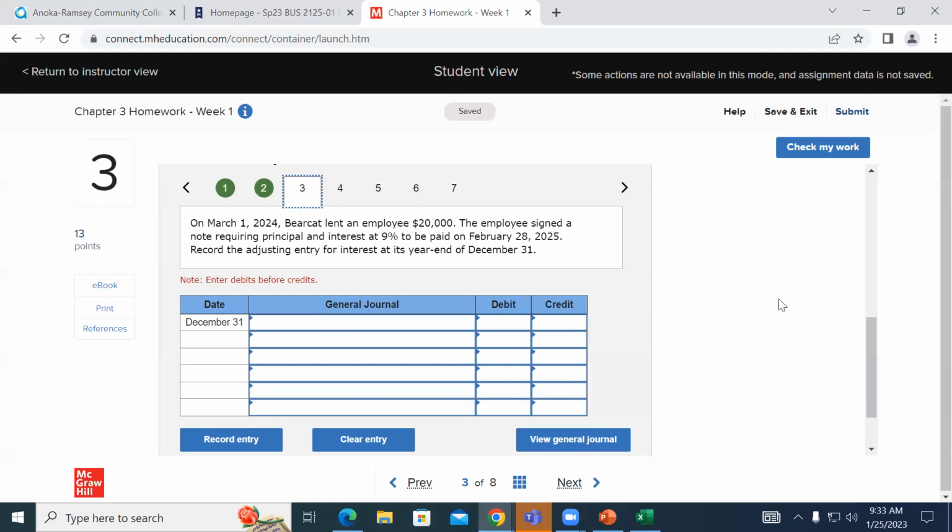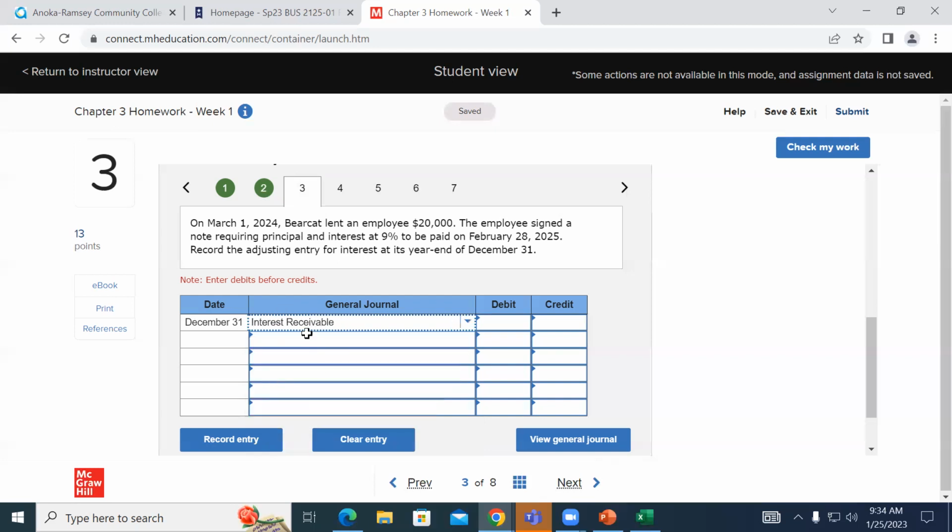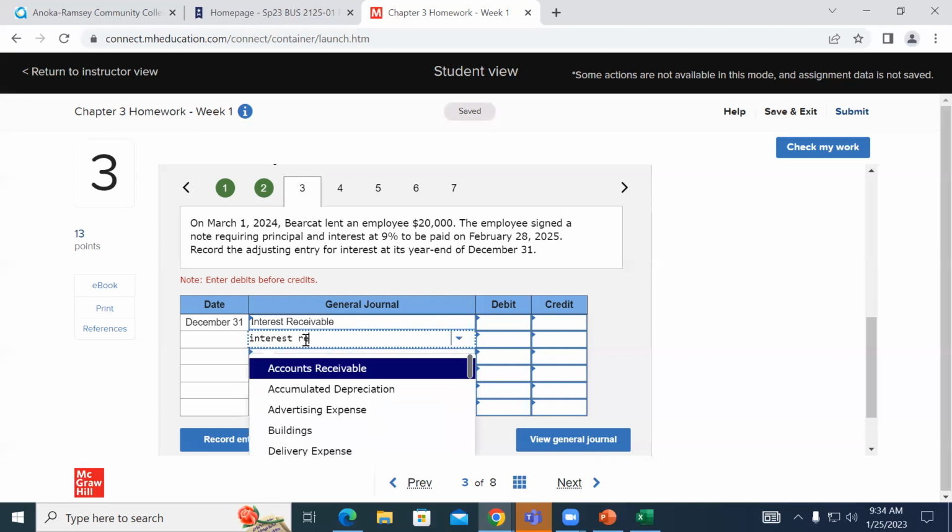How are we going to do this one, guys? This is interest that we don't owe. This is interest that's due to us, right? Because we're the employer. We lent an employee money. We need to show how much interest has been accrued as interest revenue, right? So I'm going to give you one thing and you're going to figure out the amount. This should be interest receivable because it's due us, and interest revenue.